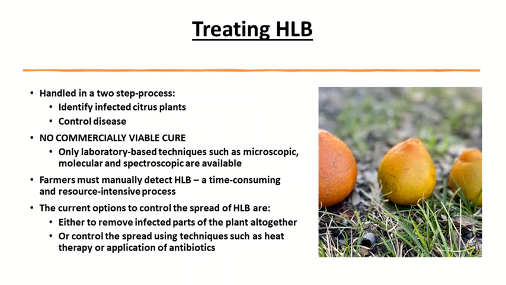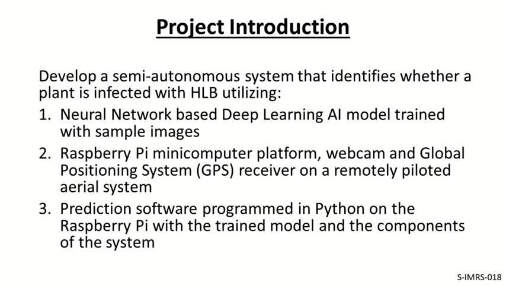The treatment of HLB is handled in a two-step process, starting with identifying infected citrus plants and controlling the disease. So far, there are no commercially viable techniques to cure HLB, only laboratory-based methods. Because of this, farmers spend lots of time and resources in manually identifying HLB and removing infected plants to control it.